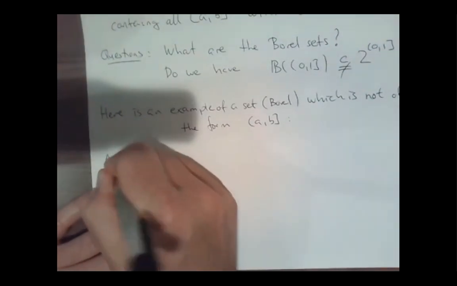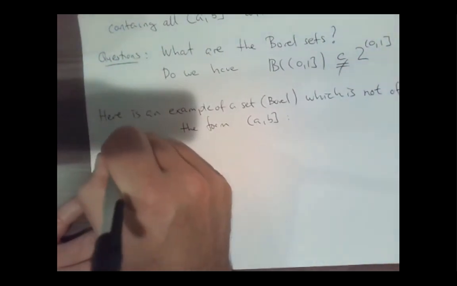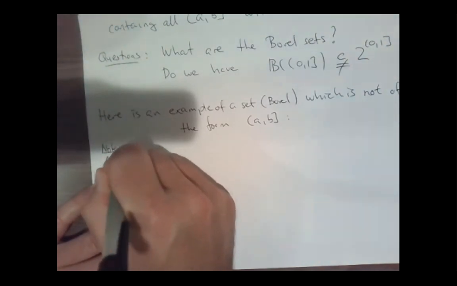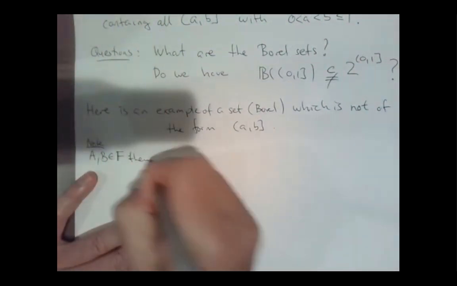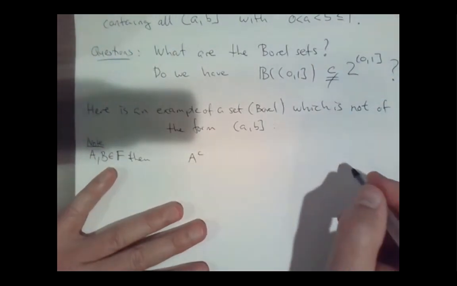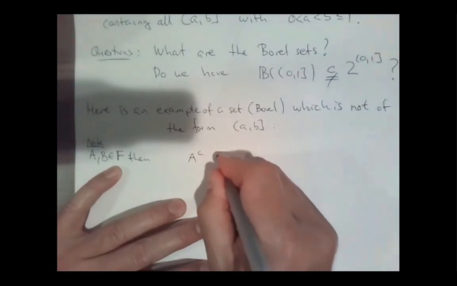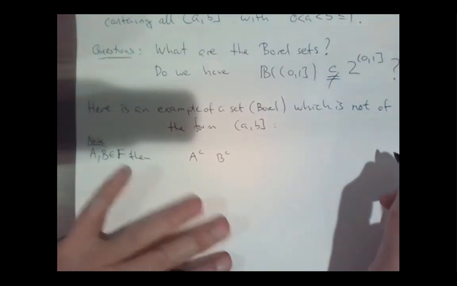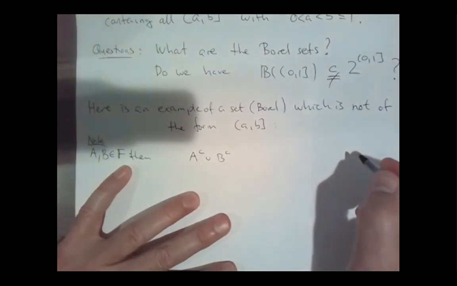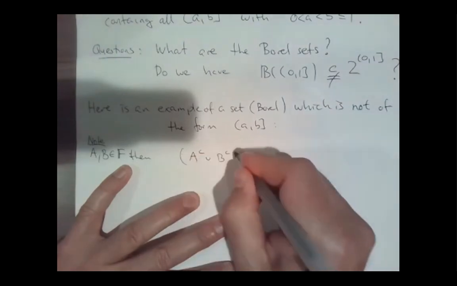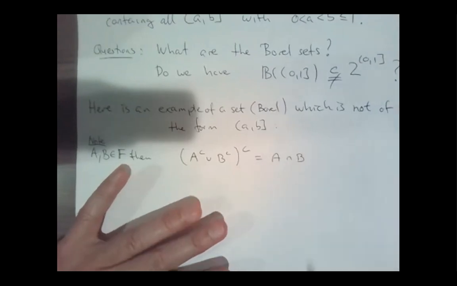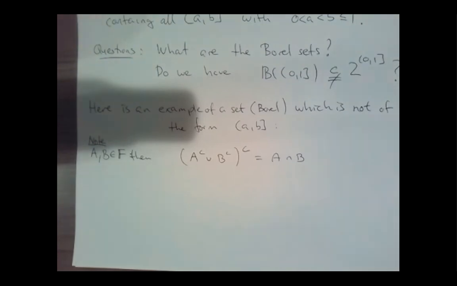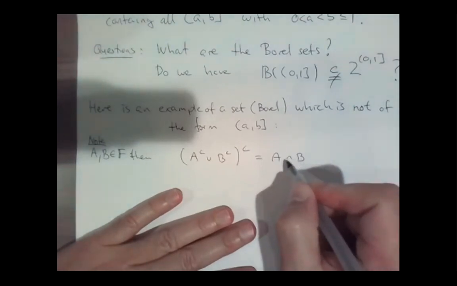If I take two sets, so this is just a note, if I take two sets, A and B, in an arbitrary sigma algebra F, then the complement of A is going to be inside F, and the complement of B is going to be inside F. Then I take the union, that's also inside F, and then I take the complement, that's also inside F. If I work out what that is, I get A intersection with B. So you see, not only can we take unions, we can also take intersections.